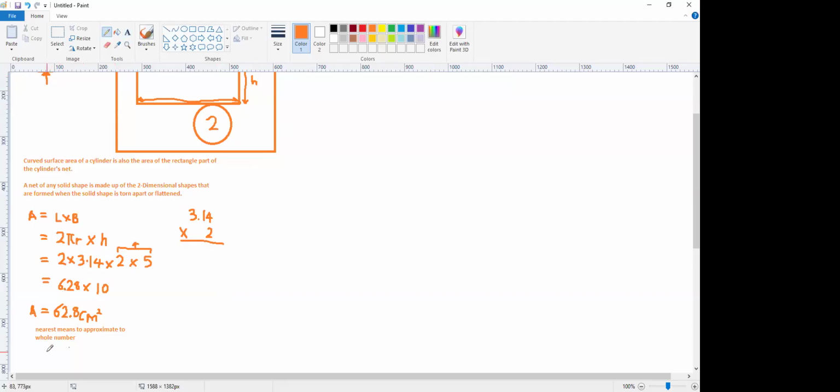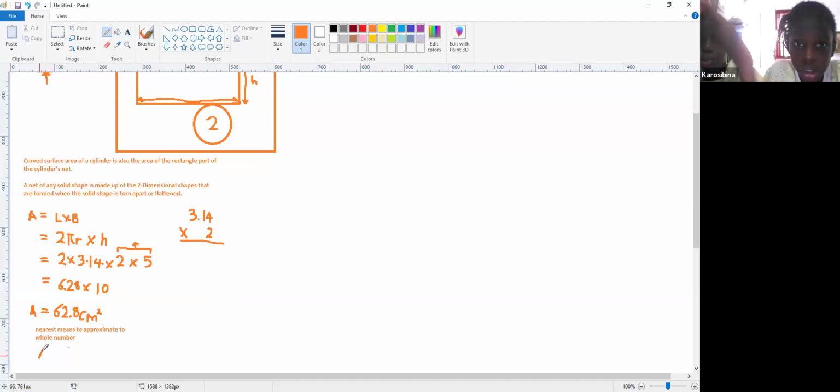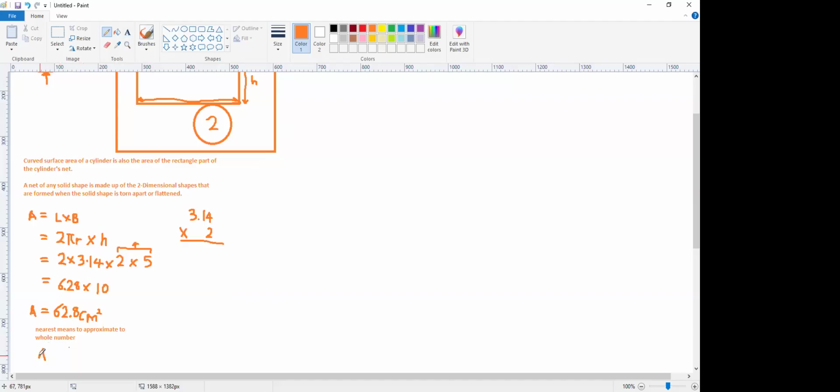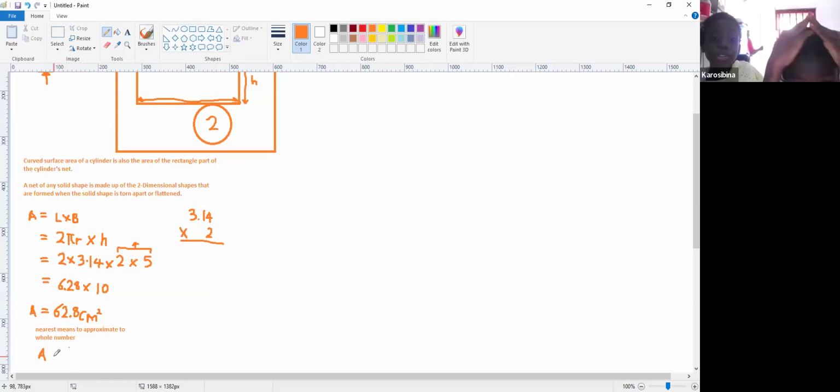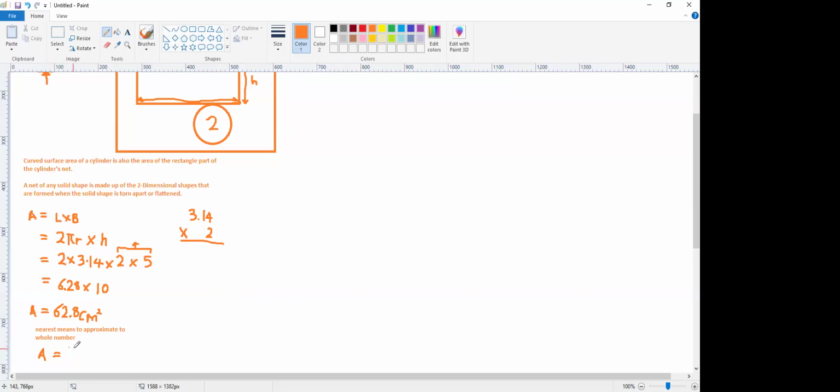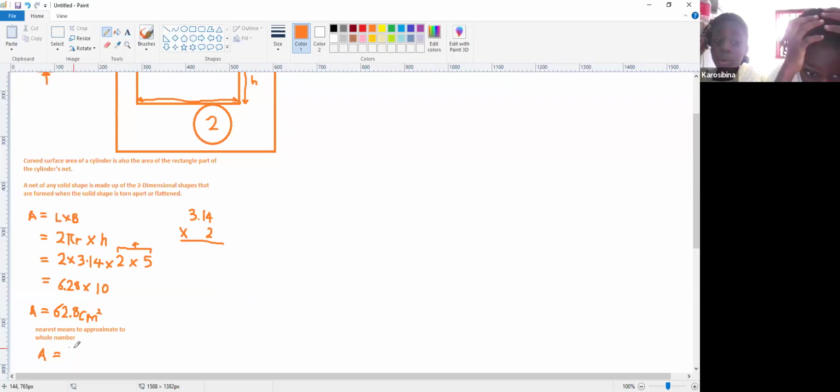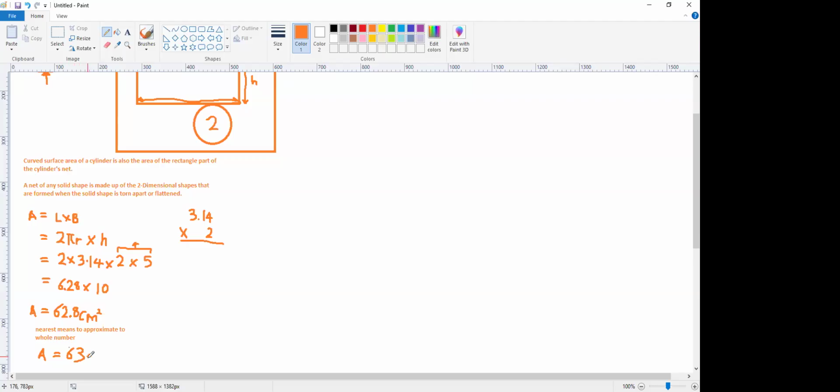Greater. Okay, so what should I do? We should approximate 62.8 to the nearest one. So it will now become what? 63 centimeter square. Centimeter square, not centimeter. Thank you so much. That's the answer.